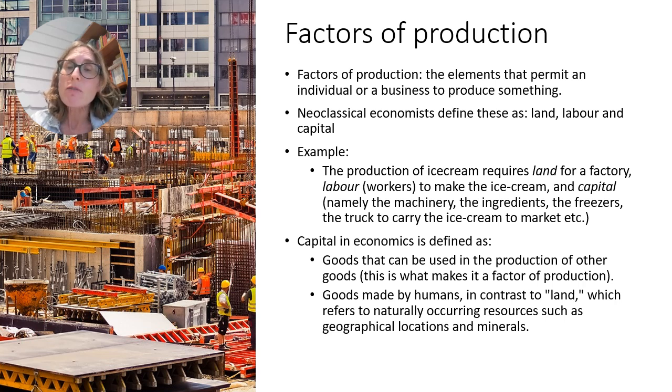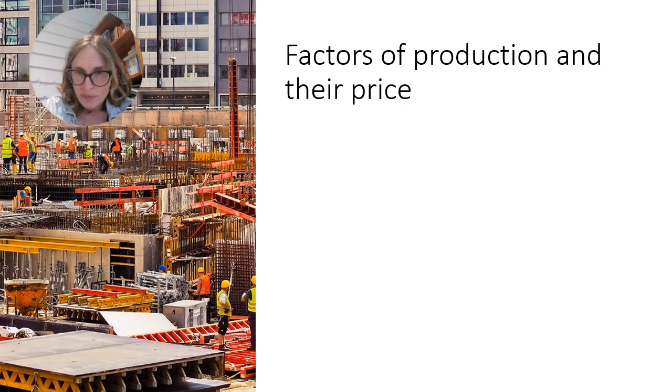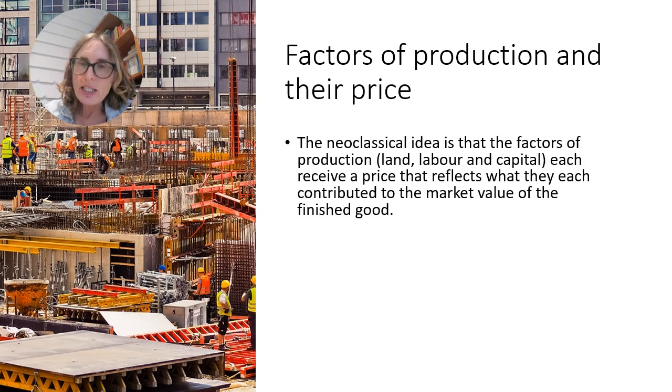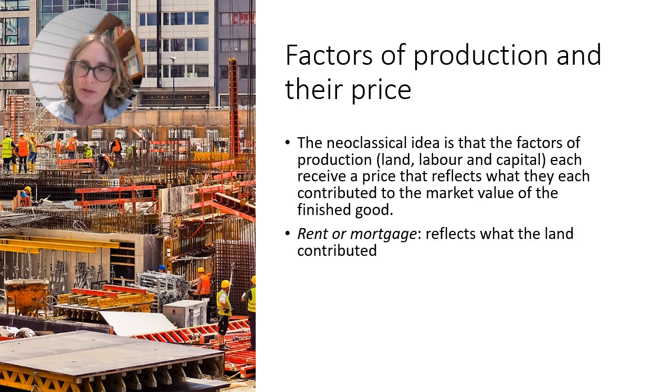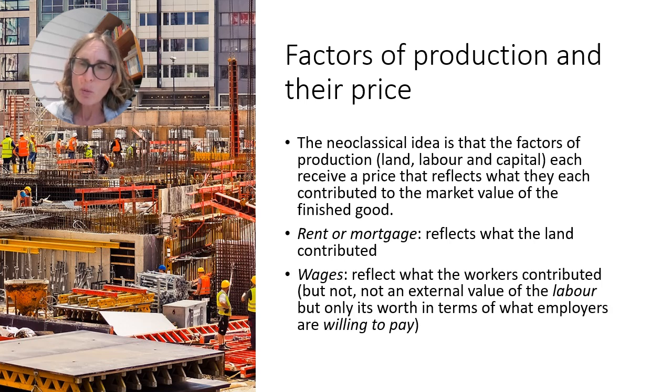So we've got these factors of production: capital, land, labour. Each of them are to receive a price that represents their contribution to the value of the final product, according to the neoclassical account of economics. So this neoclassical idea is that each of these factors of production, land, labour and capital, receive a price that reflects their contribution to the market value of the finished good. So rent or mortgage reflects what the land contributed. Wages reflect what the workers contribute.